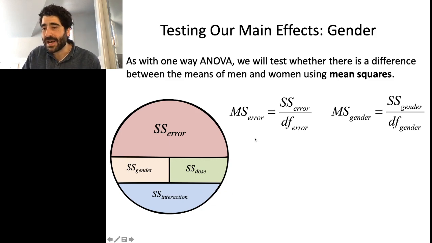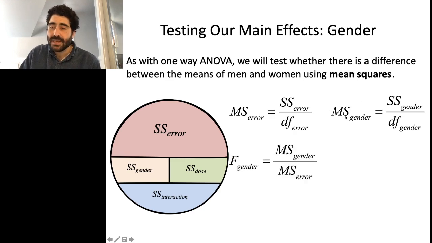So if you look at our pie here, we're comparing this part of the pie to this part of the pie. We're normalizing by these degrees of freedom, so we're really comparing these mean squares. And so we compute this F ratio, which is how much variability in this data is related to this gender label versus just the residual stuff that we can't explain in our data.